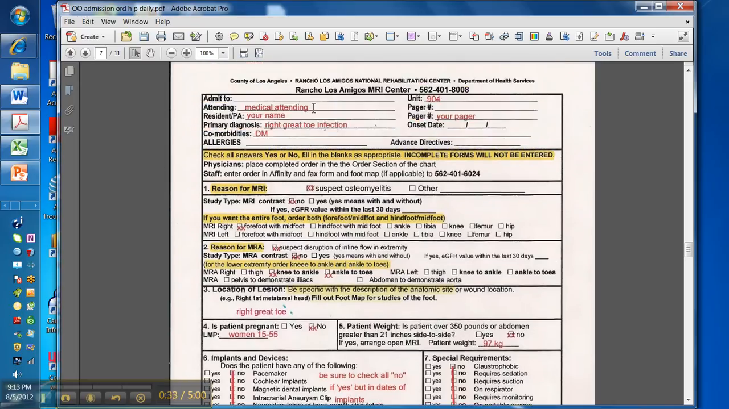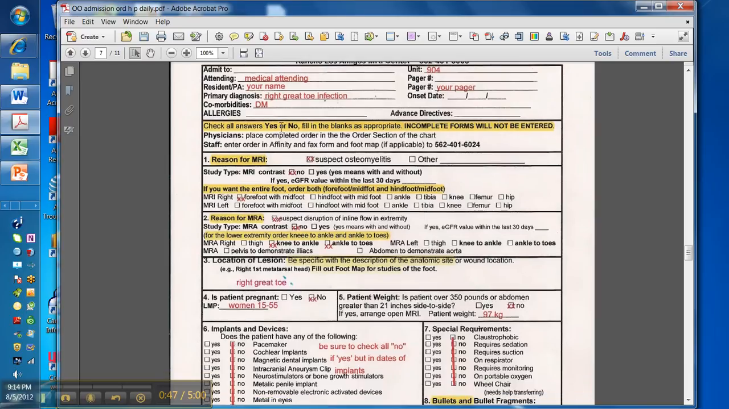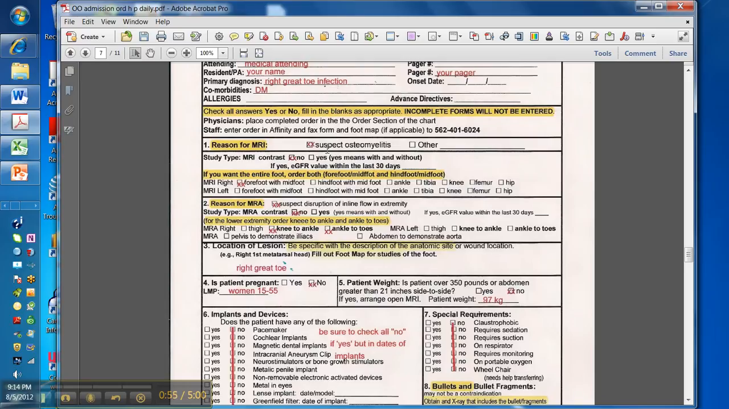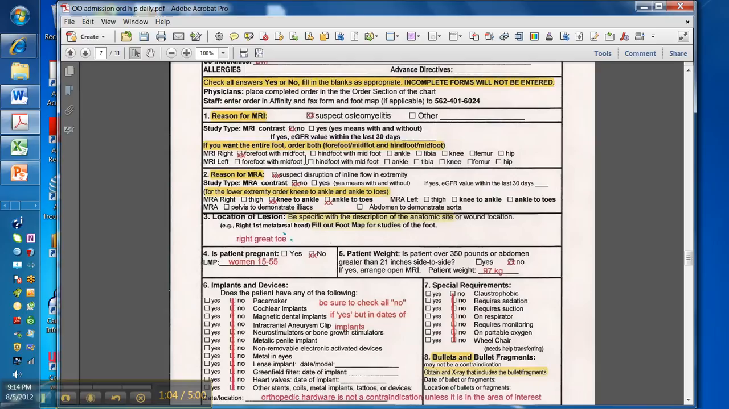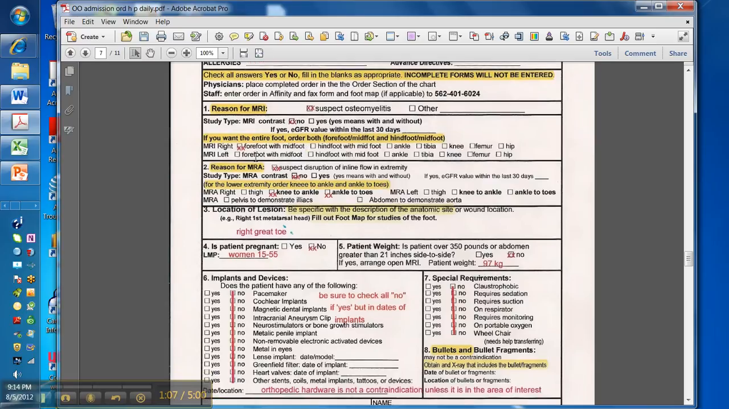Put in the name of the medicine attending here, put in the unit, your name, your pager number, what the gross diagnosis is, comorbidities, diabetes. Be sure to check all the answers yes or no and fill in the blanks, or it will not be entered in the computer. So the reason is we suspect osteomyelitis unless you have some other reason. Study type, always without contrast to start with. Sometimes the radiologist wants you to do contrast, and we could do that at another time.